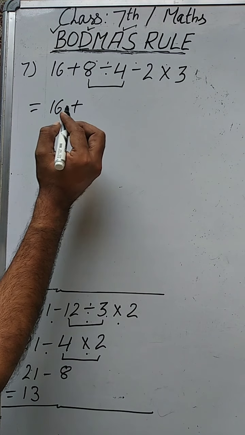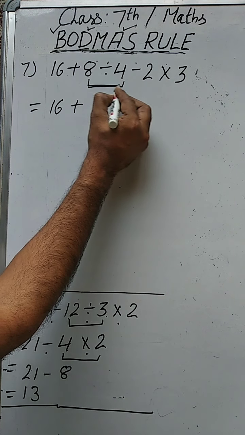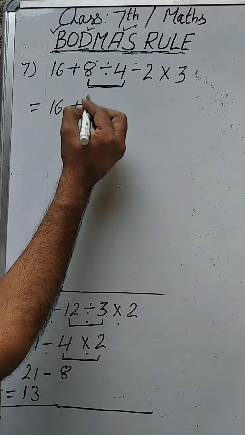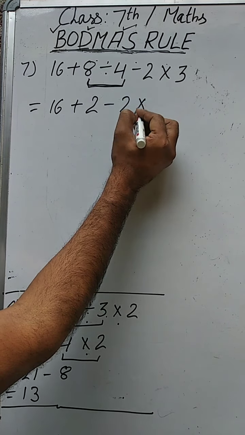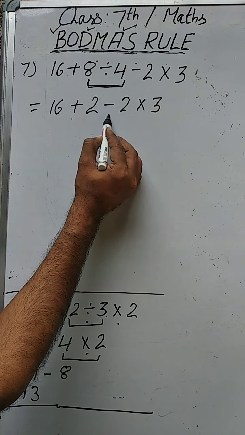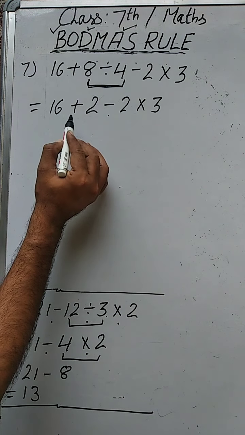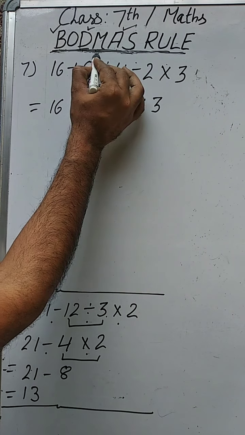8 divided by 4. Write the other statement as it is. You have to consider only this operation. 8 divided by 4 is equal to 2. The other statement will be the same. Okay beta, now 3 operators are left.